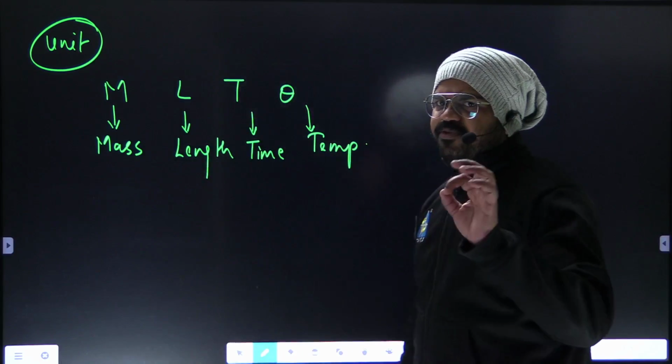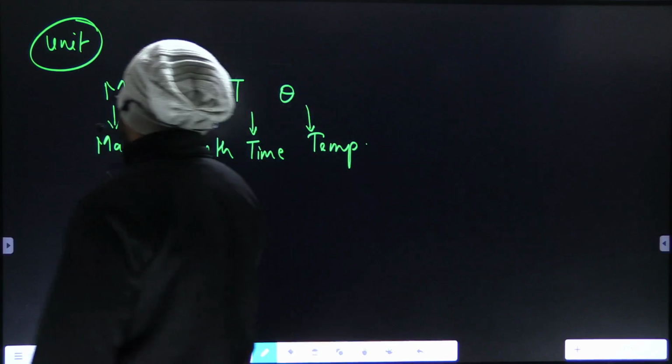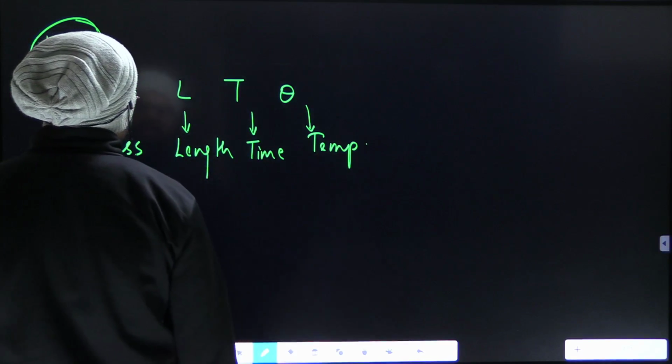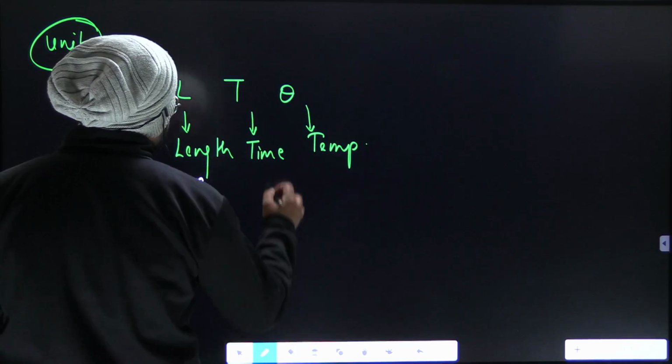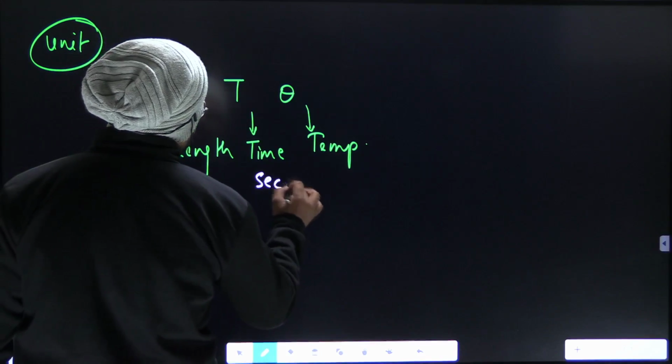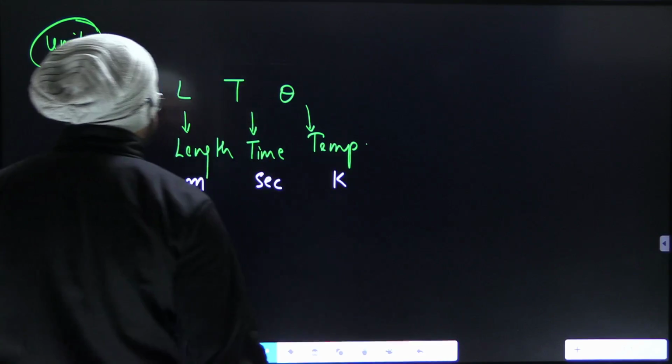Now please tell me, what is the SI unit of mass? It is kilograms. What is the SI unit of length? It is meters. What is the SI unit of time? It is seconds. And what is the unit of temperature? Kelvin. Right?